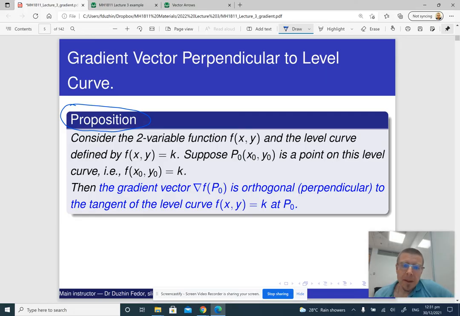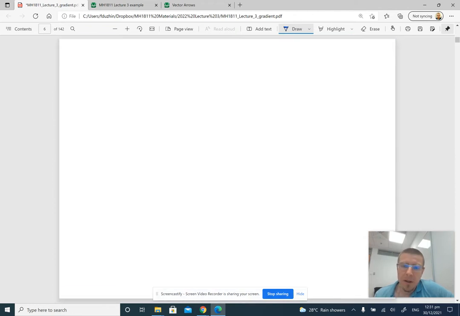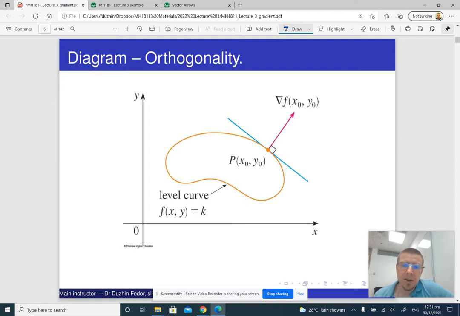Now, this proposition tells us that if we have a function of two variables and we draw a level curve of that function, and at every point of that level curve we compute the gradient vector, then the gradient vector is going to be perpendicular or orthogonal, which is the same thing, to the level curve. So here is a picture. This is what it looks like.